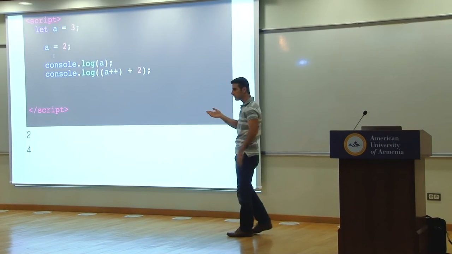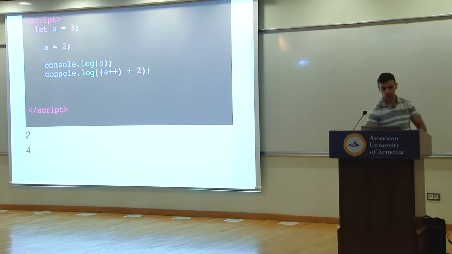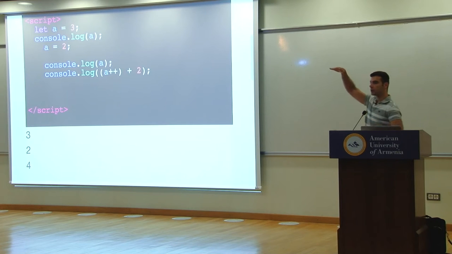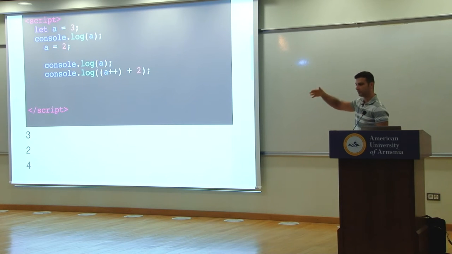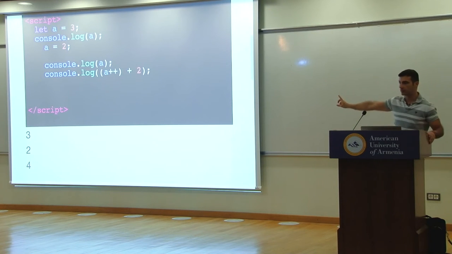Makes sense? So if I write code here, well, remember, code executes top down. Makes sense, right? So the first one, a is 3, so you print 3, then print 2. Okay. Is this clear? Any other questions regarding this? Yes?